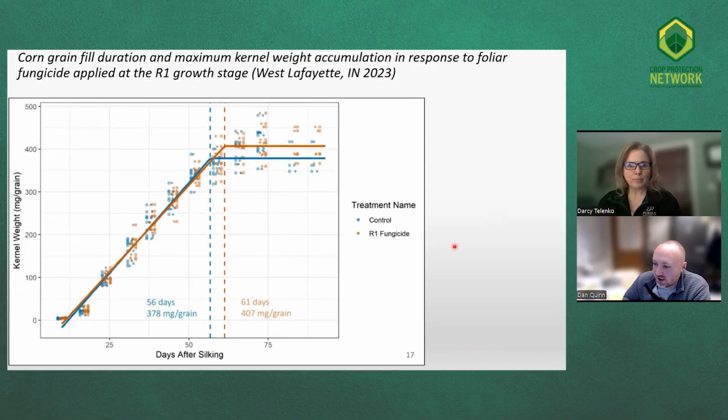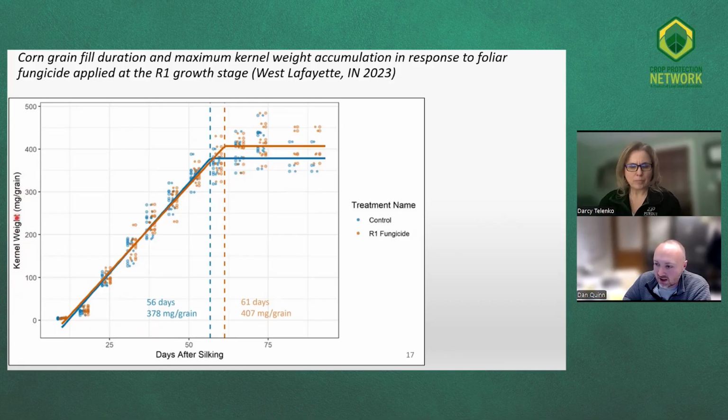So 2023 actually was a much more productive year. It also was a year that we had higher disease levels as well. So just in terms of higher productivity, we had a higher grain fill duration period, even when you just compare the controls in 23 versus 2022. But overall, same story, right?